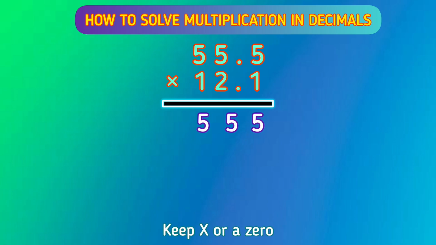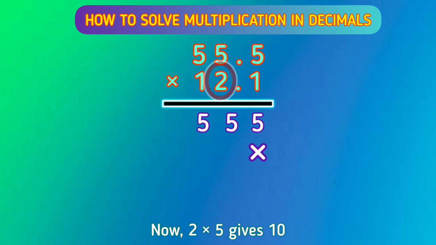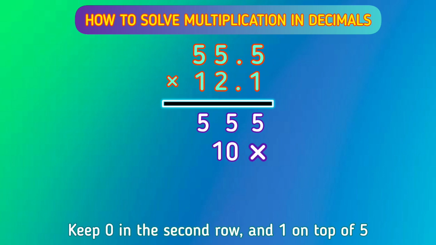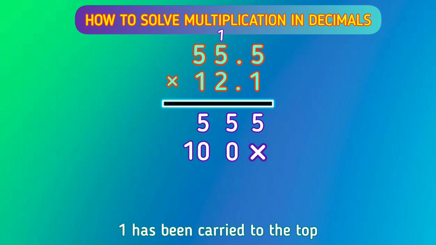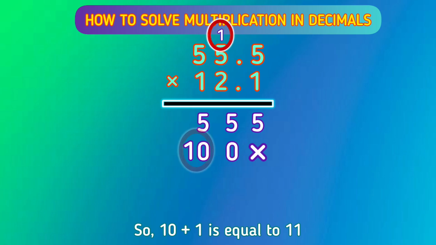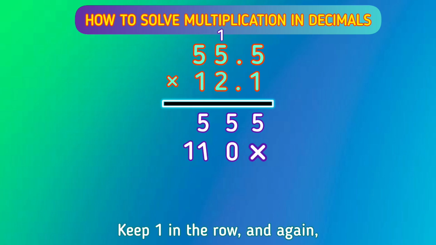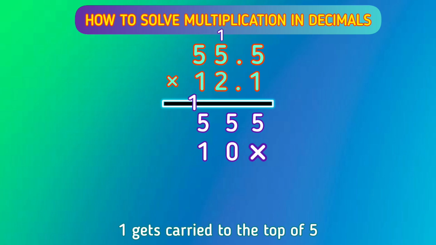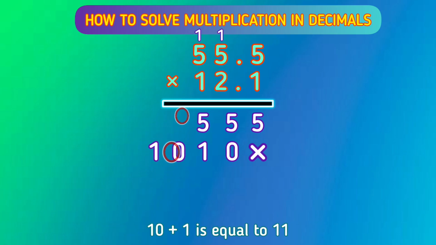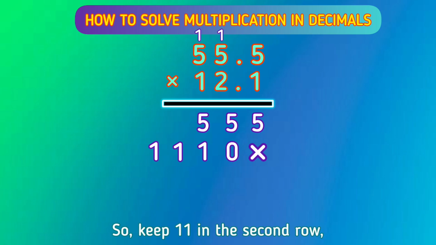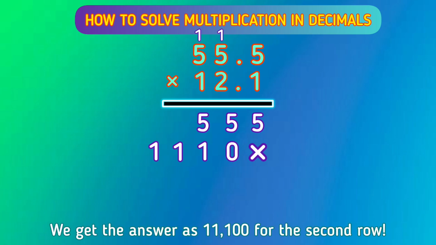Next row, keep x or a 0. I'll keep x. Now 2 into 5 gives 10. Keep 0 in the second row and 1 on top of 5. Next, 2 into 5 is equal to 10. 1 has been carried to the top. So 10 plus 1 is equal to 11. Keep 1 in the row and again 1 gets carried to the top of 5. 2 into 5 gives 10. 10 plus 1 is equal to 11. So keep 11 in the second row, and yes, we get the answer as 11,100 for the second row.